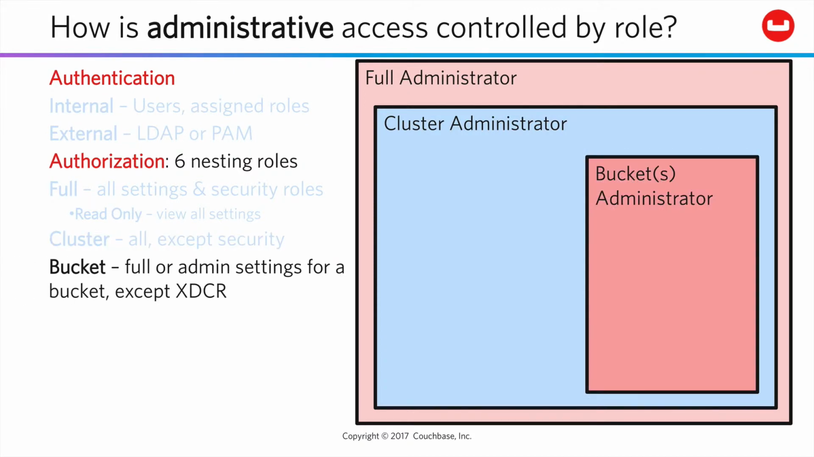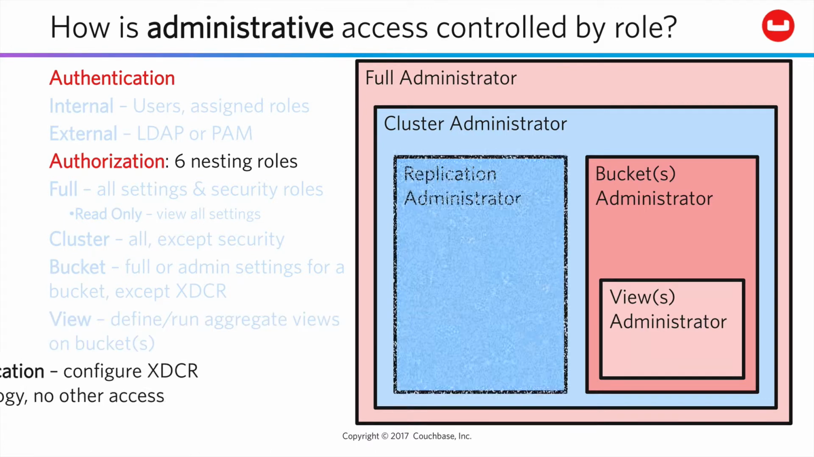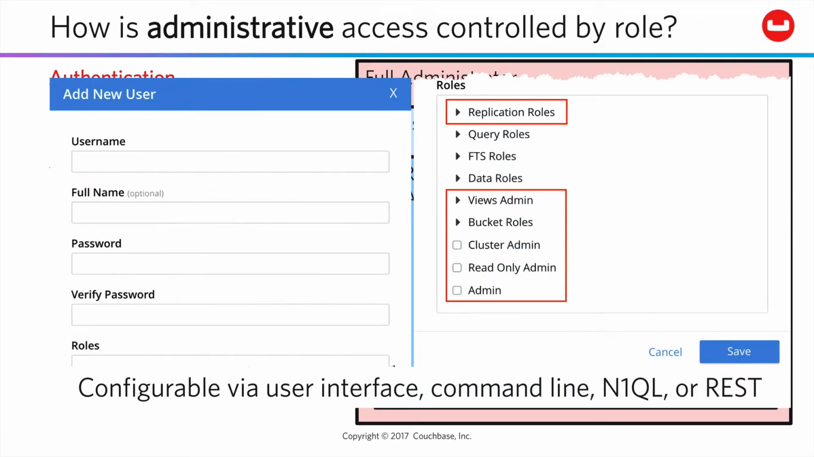Then there's Bucket, which lets you provide admin-only or full, including read and write, capabilities for a particular bucket, excluding the ability to configure XDCR pipelines for that bucket. There's a View role, which lets you configure and run aggregate view scripts for a particular bucket. And then Replication, which lets you configure XDCR topology and replication pipes for this cluster, though provides no other access. All this is configurable by a UI, command line, NCL queries, or REST.